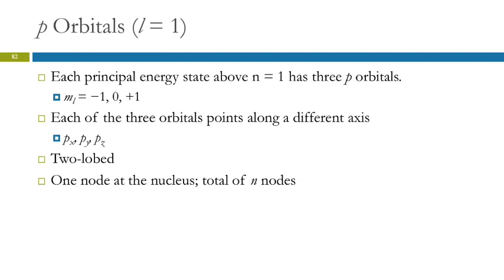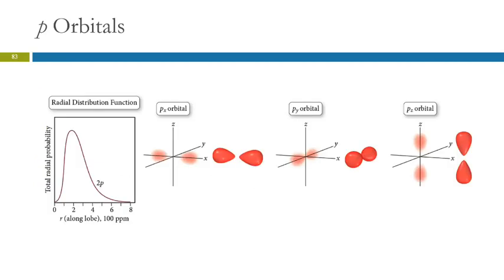When L equals 1, we have three different possibilities for the orientation: -1, 0, and +1. And so we typically represent these along a three-dimensional axis, X, Y, and Z. P orbitals are two-lobed. They have a node at the nucleus. And then as you get bigger and bigger, they have more nodes. So these are the p orbitals.